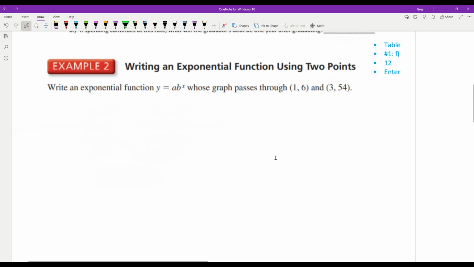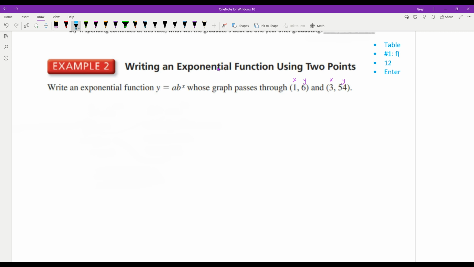Okay, let's look at the other kind of model that you have. Write an exponential function using 2 points. Write an exponential function y equals a times b to the x whose graph passes through these 2 points. Passes through these 2 points means that they are x and y. That's x and y, and that's x and y.